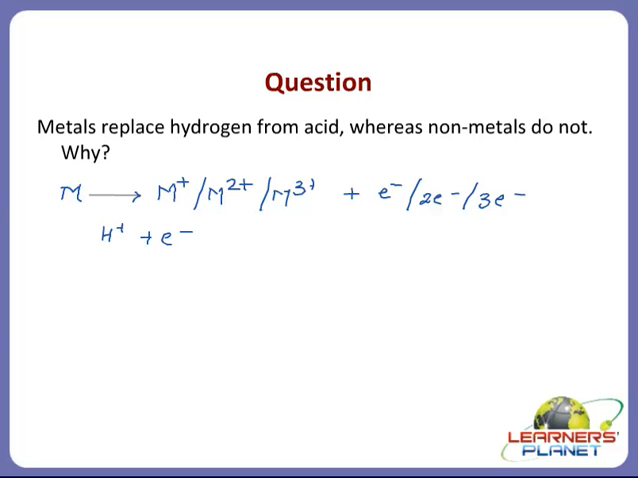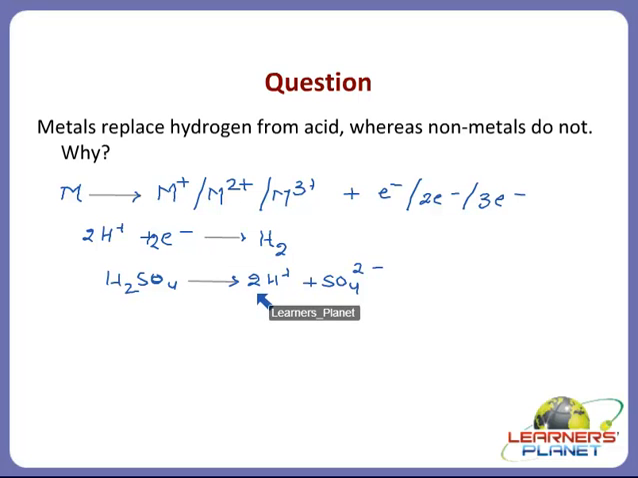So H ions are obtained from where? H ions are obtained from acids. So what are they doing? They are reducing H ions from acids, forming hydrogen gas. Say for example, I have an acid that is H2SO4. Now this H2SO4 on dissociation gives what, children? It gives 2H plus and SO4 2 minus. Now this 2H plus accepts 2 electrons from metals and gets reduced to hydrogen.